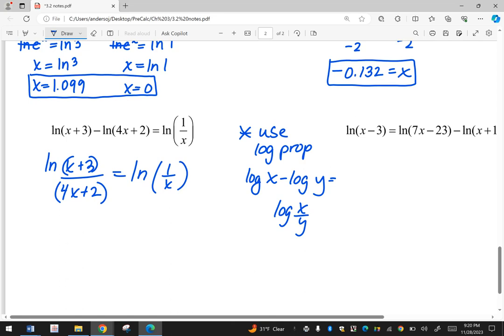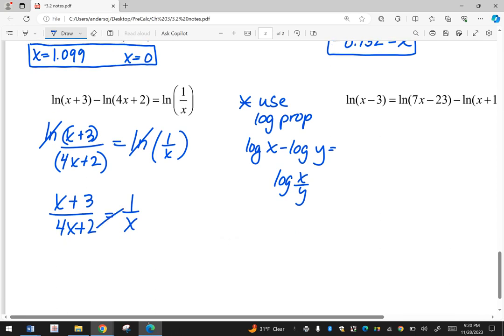Now, here's the thing about this. If I have two things, one on each side, I have an ln on the left and an ln on the right, what's going to happen is those ln's are actually just going to cancel out. It's the same thing if I had log of 3 equals log of x. The logs would just cancel and I would have 3 equals x. So the same thing happens here. Those ln's are going to cancel and I have x plus 3 over 4x plus 2 equals 1 over x. And now I can cross multiply.